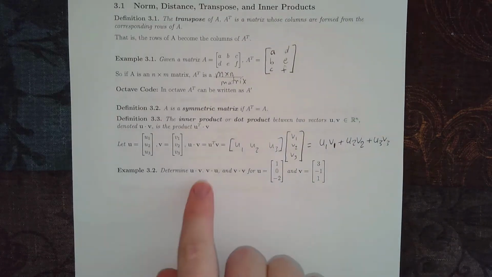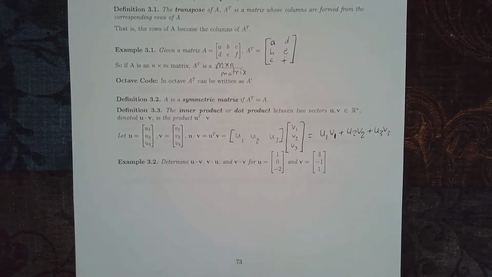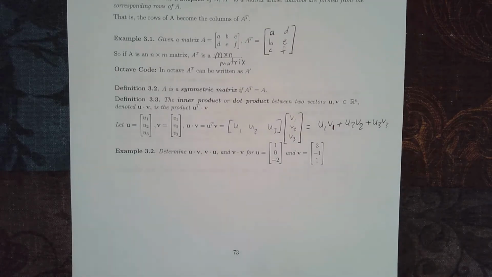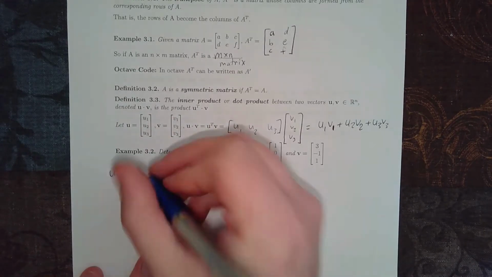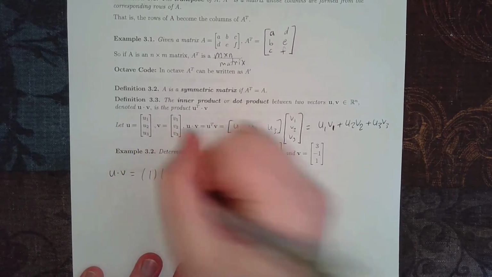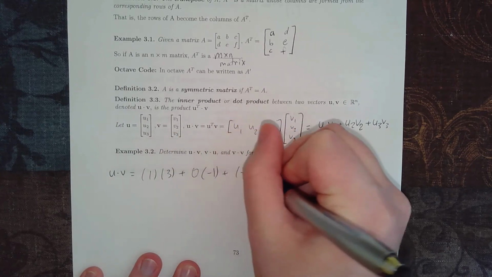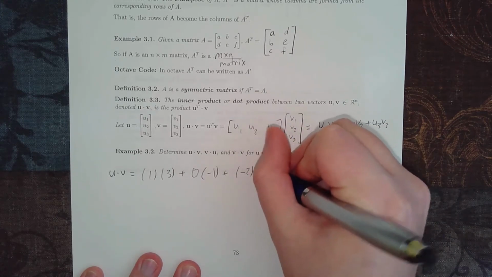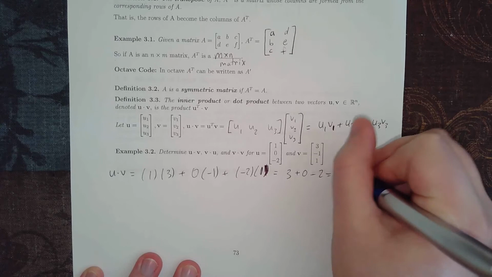So let's say we wanted to determine u dot v, v dot u, and v dot v between these two vectors. If you think you've got it from the example, give it a try and then take a look at what we got. Otherwise, you can see the first one or two and then give it another shot. So u dot v will equal 1 times 3 plus 0 times negative 1 plus negative 2 times 1, which will be 3 plus 0 minus 2, which is 1.